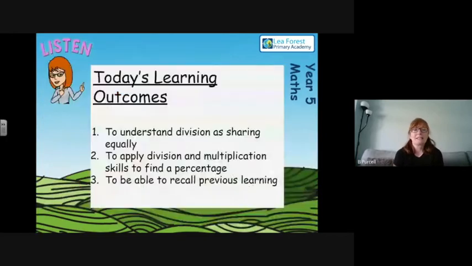Right, so today's learning outcomes. We have to understand division as sharing equally. So when we divide, we share something equally. And we have to apply division and multiplication skills.